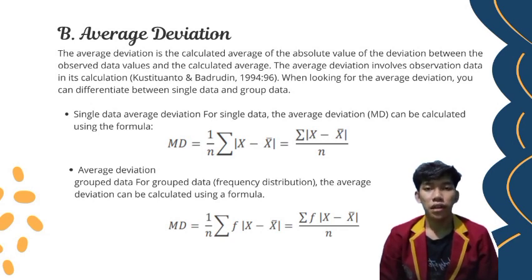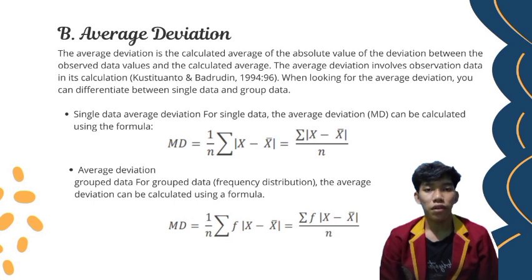C. Average deviation. The average deviation is the calculated average of the absolute value of the difference between the observed data value and the calculated average. The average deviation involves observation data in its calculation. When looking for the average deviation, you can differentiate between single data and group data. A. Single data average deviation. For single data, the average deviation or MD can be calculated using the formula.